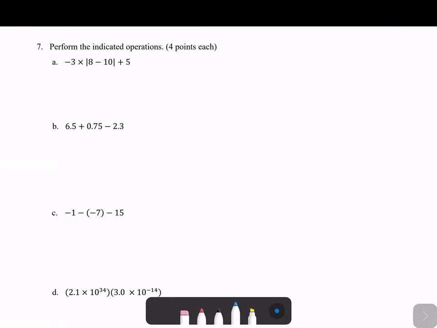Okay, so this is going to assess, can you do operations using the order of operations with whole numbers? Can you do operations with decimals? Can you do operations with scientific notation? And it encompasses a lot. So make sure you can do all of these operations. And again, you're not going to have a calculator. If I see you using a calculator, you're going to get a 0 on your exam.